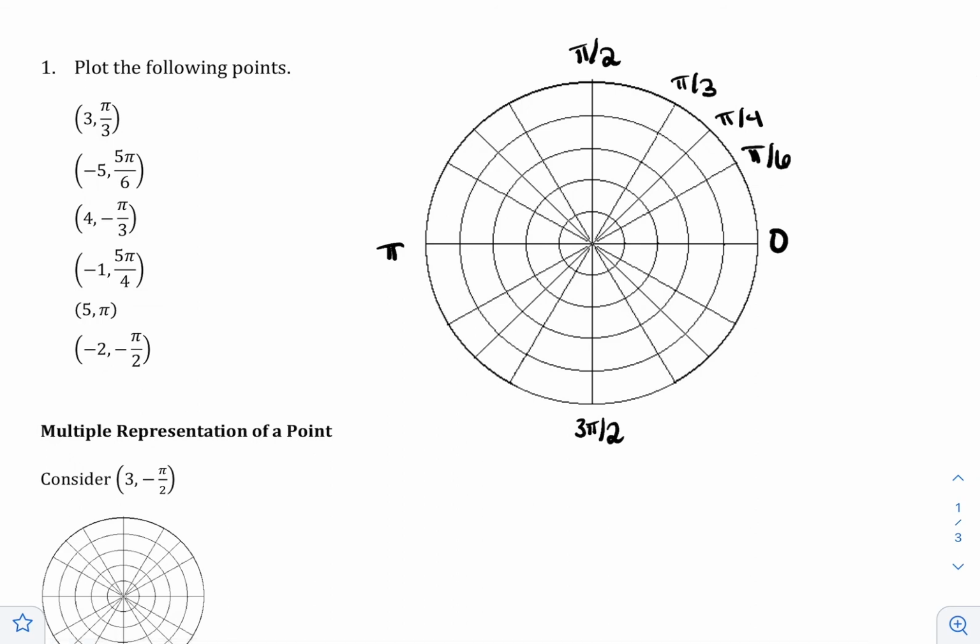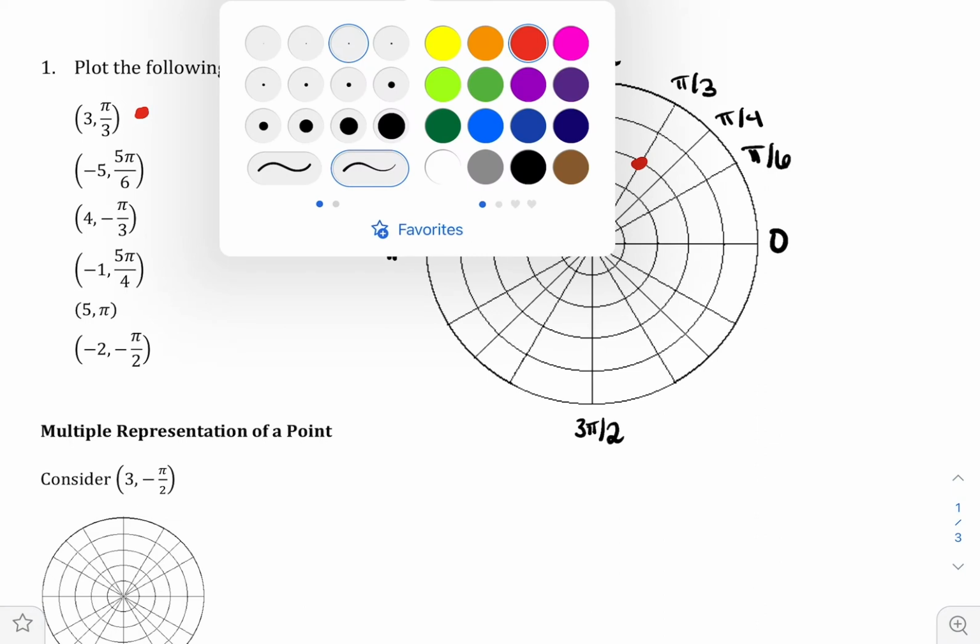So we're going to plot the following points. I believe I have 6. Okay, so let's plot the first one. So the first thing we're going to do is we have (3, pi over 3). So you're going to go to pi over 3, which I already labeled, and then you're going to count a radius of 3. So 1, 2, 3. Now, if the circles are not measured, it's assumed that they all have a radius of 1, but you could label them as you wish, just like in the rectangular coordinate system.